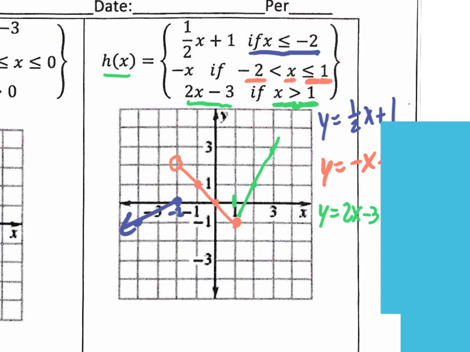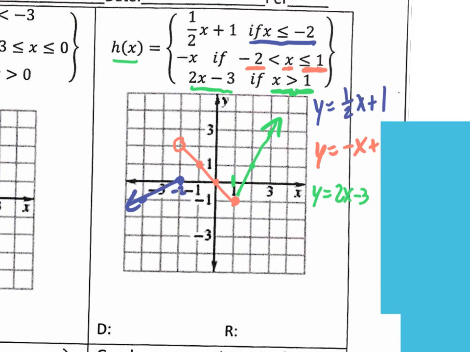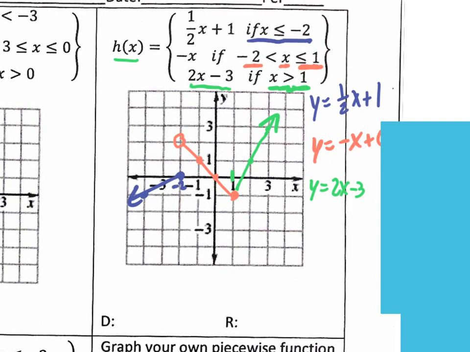And it does go in that direction forever. So what is the domain of this thing? Does it go to the left forever? Does it go to the right forever? Yes. Is there any gaps? No, that's an open dot, solid dot, that's good, solid, solid, that's good. So the domain is x equals all real numbers.